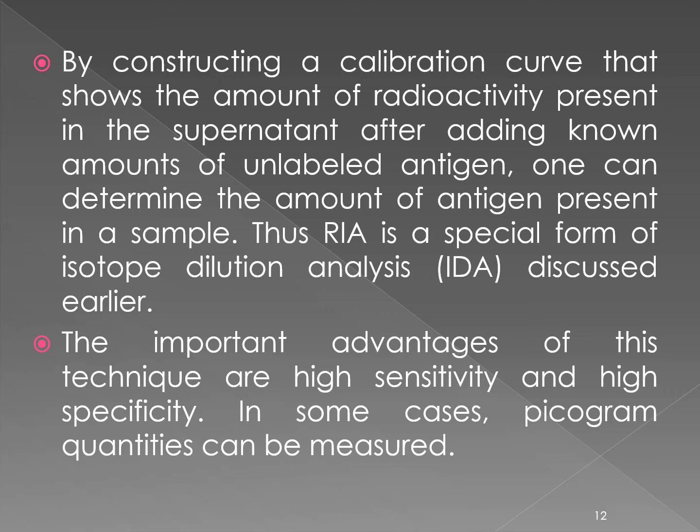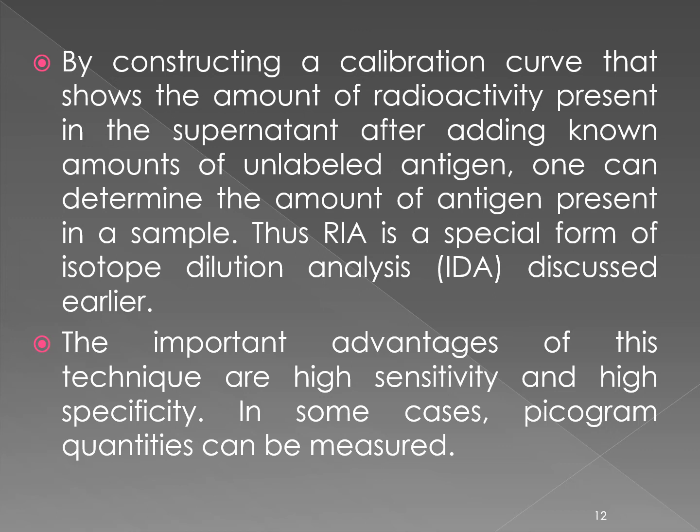By constructing a calibration curve that shows the amount of radioactivity present in the supernatant after adding a known amount of unlabeled antigen, one can determine the amount of antigen present in the sample. Thus, radioimmunoassay is a special form of isotope dilution analysis discussed earlier.